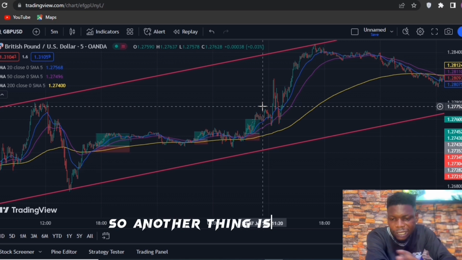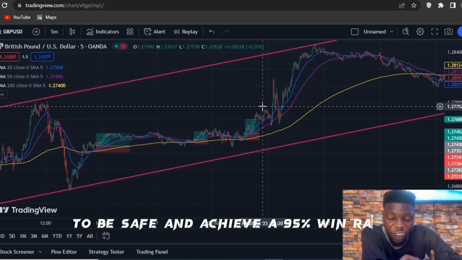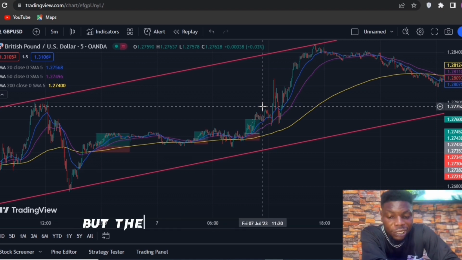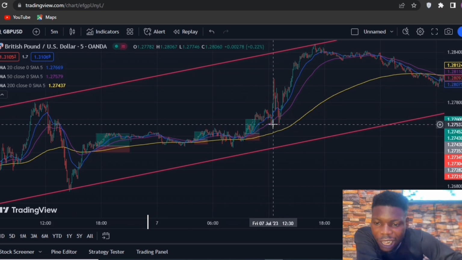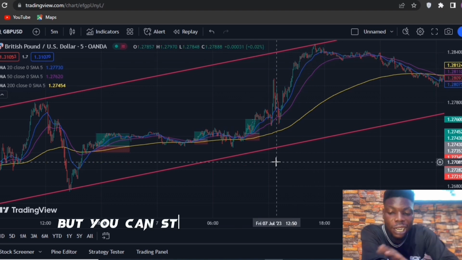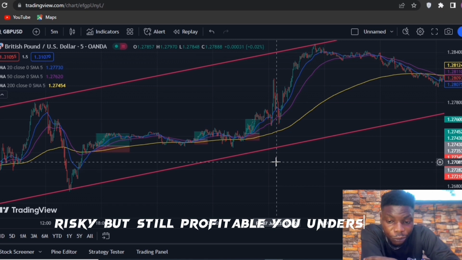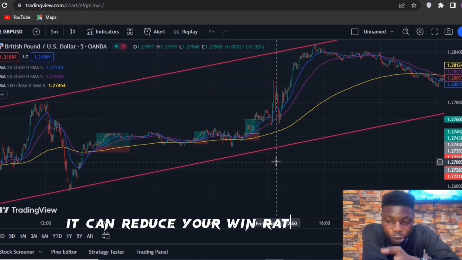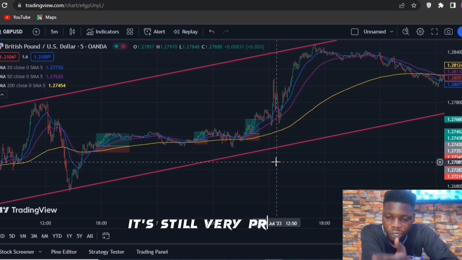And one thing is this, guys, let me give you a bonus tip. To be safe and achieve a 95% win rate, you only enter when you see the crossing. But along the line there are still more opportunities, just like we can see here. We can see the market spiked up, but you can still enter here. It's a bit risky, but still profitable. When I say a bit risky, it can reduce your win rate to like 90% or let's say 85%, but it's still very profitable.